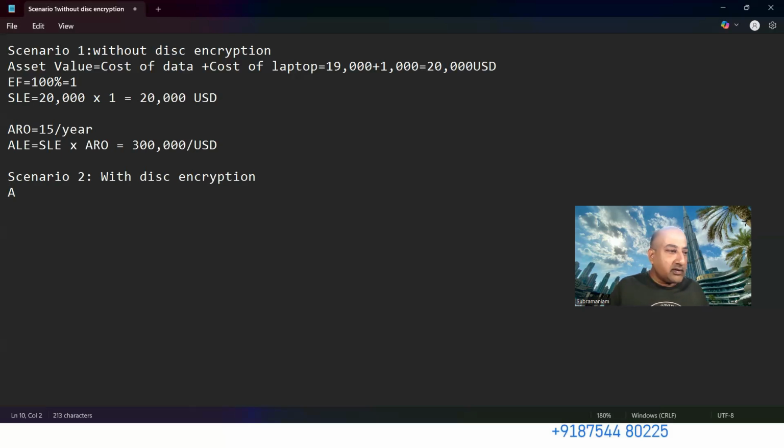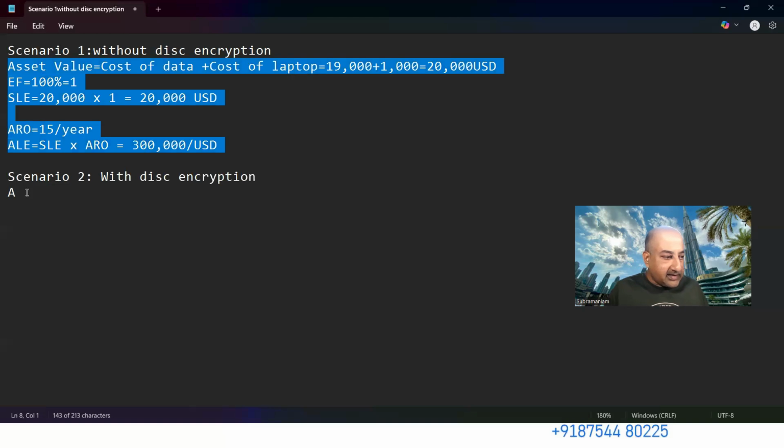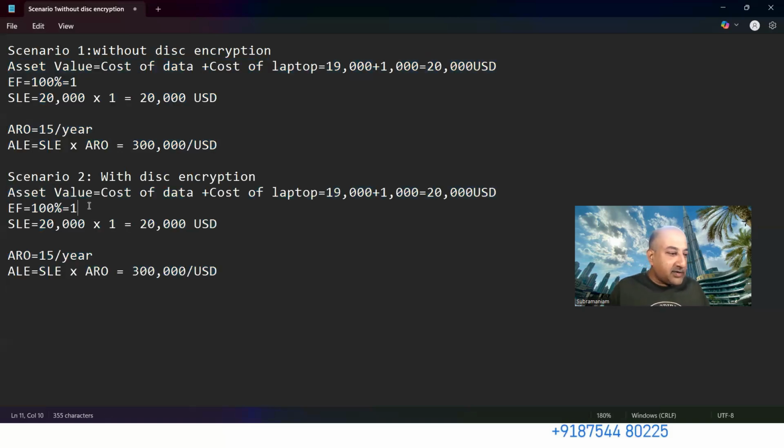So the asset value remains the same. Where the actual difference is the exposure factor, which is only 1,000 of 20,000. The cost of the laptop is 1,000 USD, and the total cost is 20,000 USD. So this becomes 1 by 20.